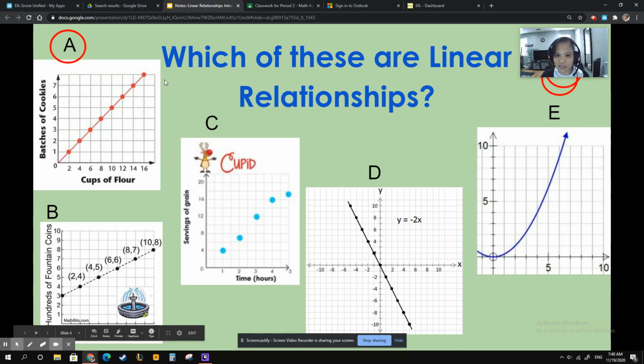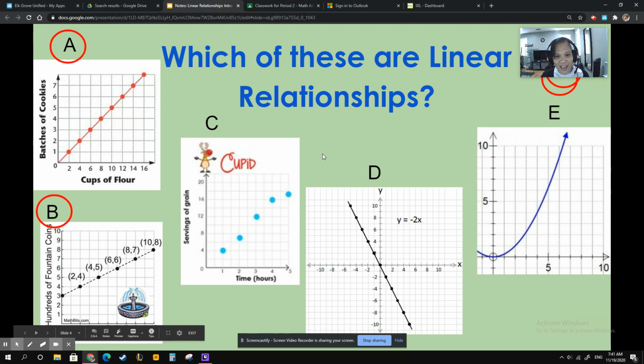And why is that? Because it's a straight line. And if you pick B, it is also correct. But Ms. Zamora, it doesn't go through the origin. But what is the definition of linear? It has to be a straight line. It doesn't say anything about going through the origin. All it's saying is it's a straight line.